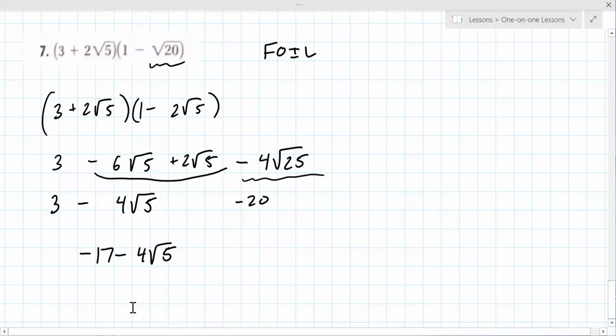I apologize if this feels rushed. I know that we're trying to get through all of these, and we kind of have to do 2 a minute or more to stay on track.